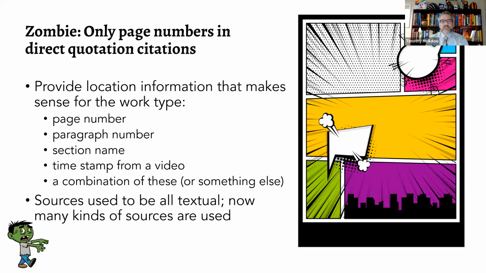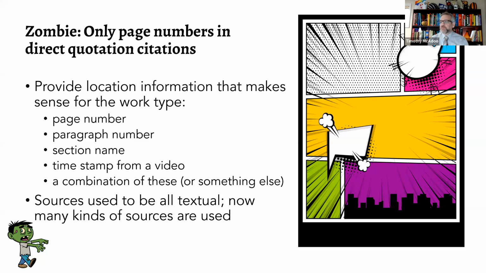Okay, next zombie is that only page numbers can be in direct quotation citations. So when quoting directly in your citation, you do always provide the author, the year, and the page number for a quotation. True, but again, that was starting with the first edition of the publication manual. And that was true through several early editions of the manual where the sources were primarily journal articles that had pages and books that had pages, dissertations and other standard kind of works.